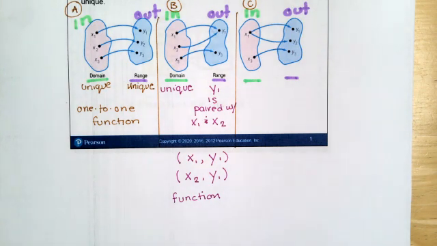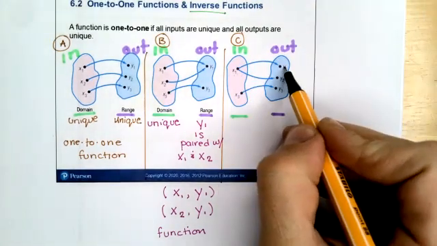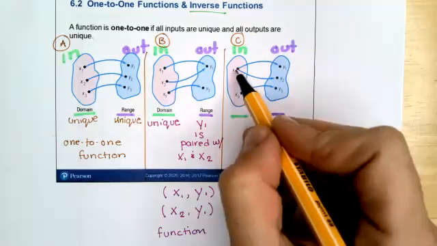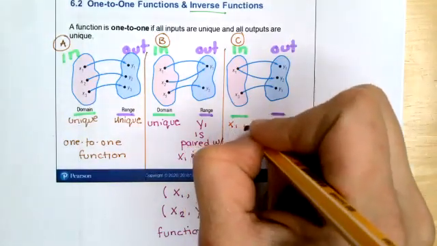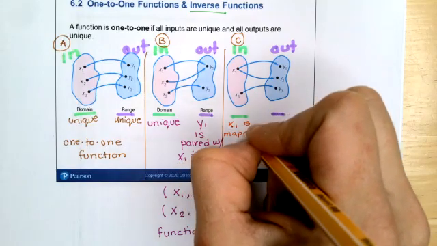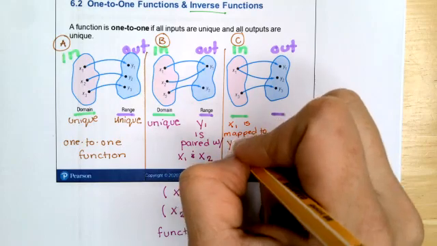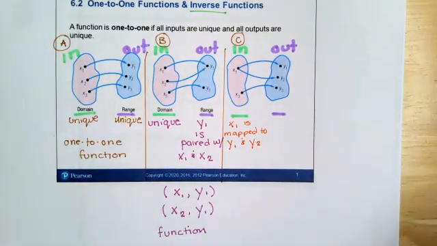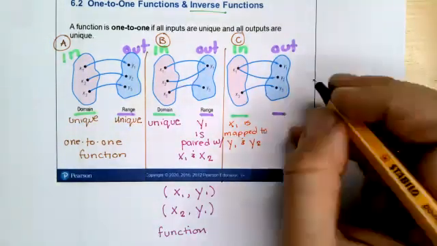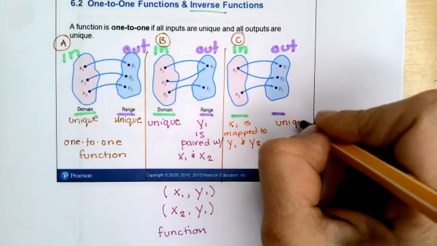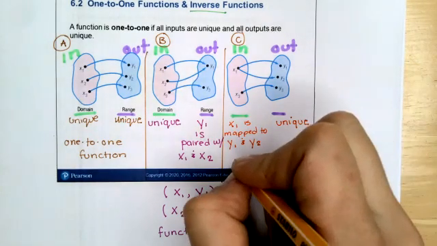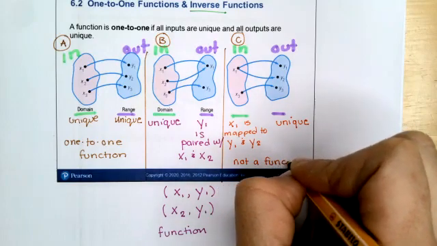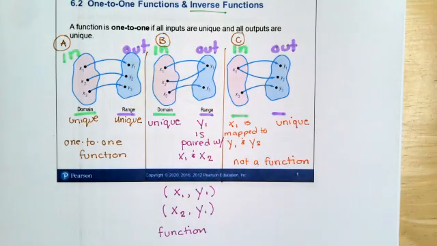For the third one, for C, we have x sub 1 mapping to y sub 1 and x sub 1 mapping to y sub 2. So our domain is not unique. x sub 1 is paired with y sub 1 and y sub 2. My range is unique, but my domain is not unique. If your domain is not unique, it is not a function. The rule for functions is that all x values must be unique. They're not repeated with a different y. To be a function, every x value has to be paired with one y value.